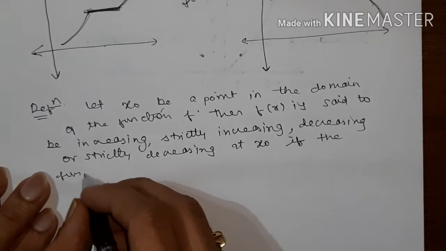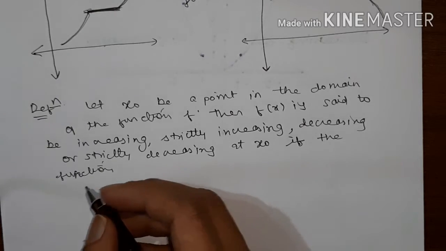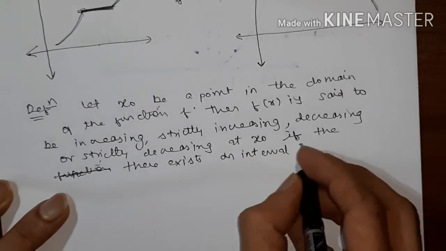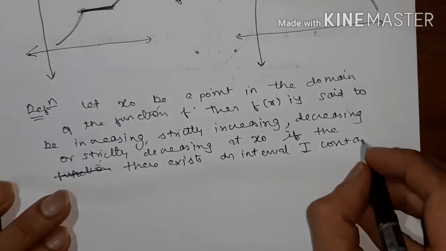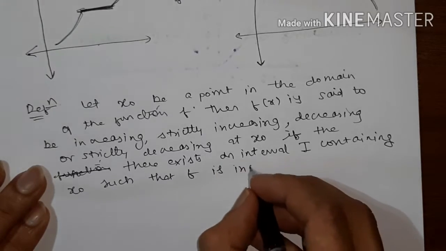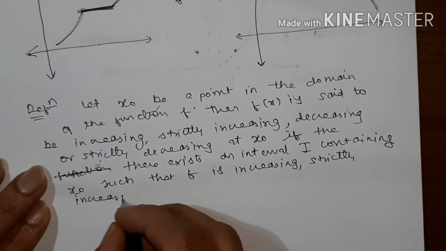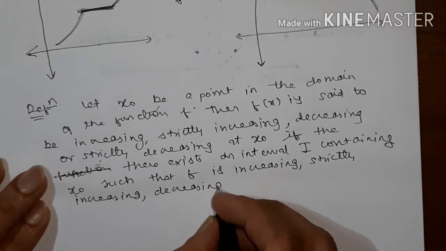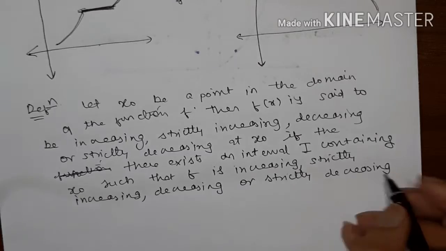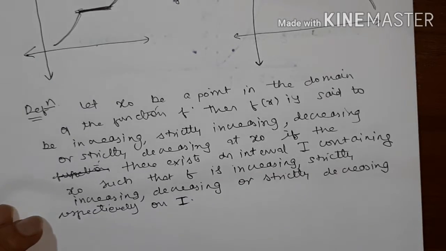if there exists an interval I containing x naught, such that f is increasing, I am writing this in the same order, increasing, then strictly increasing, decreasing, or strictly decreasing, respectively, on I, that is on the interval I.